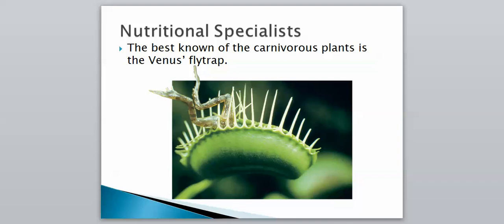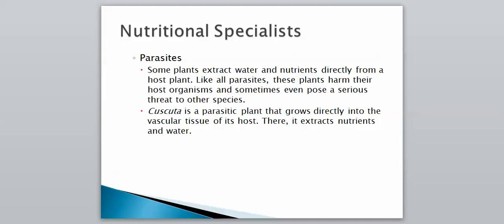Our next nutritional specialists are known as parasites. Some plants will extract water and nutrients directly from a host plant. And like all parasites, these plants harm their host organisms and sometimes even pose a serious threat to other species. One example they give is Cuscuta, a parasitic plant that grows directly into the vascular tissue of its host, so it literally shoots its roots right down into the xylem and the phloem of its host, and therefore it will extract nutrients and water.